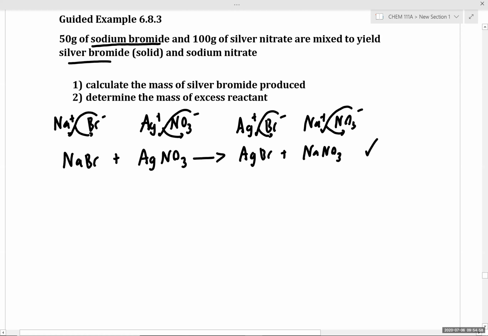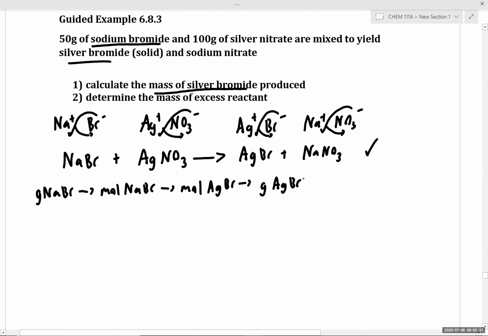So if we're asked to calculate the mass of silver bromide produced, first things first, we're going to go from the grams of one of our reactants, such as sodium bromide, to the grams of silver bromide. And in order to accomplish that conversion, we're going to go from grams to moles of sodium bromide, from moles of sodium bromide to moles of silver bromide, and then finally from moles of silver bromide to grams of silver bromide.